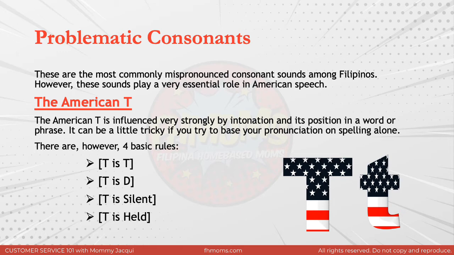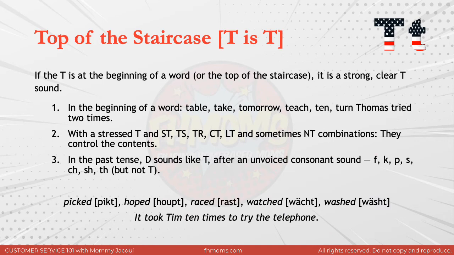Now let's discuss each one of them. Let's start with the first rule. Top of the staircase. T is T. Now, if the letter T is at the beginning of a word or the top of the staircase, it is a strong, clear T sound. For example, first one, in the beginning of a word, you say table, take, tomorrow, teach, ten, turn, Thomas tried two times. So it's a clear T sound.